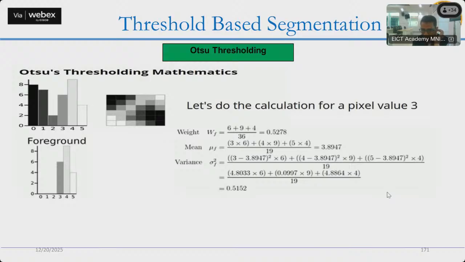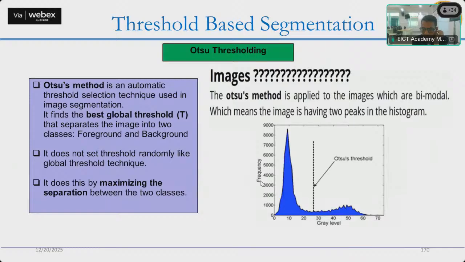So what is the mathematics here? We can see it here. For example, this is the case. Here the histogram, the perfect histogram, is there. The frequency is given on the y-axis, and on the x-axis it is gray level. Can you tell how many bits are there?